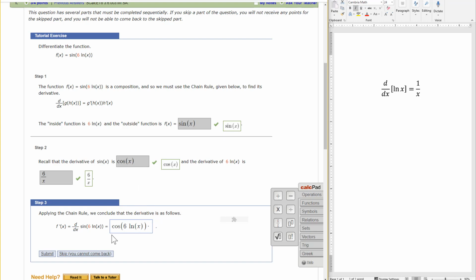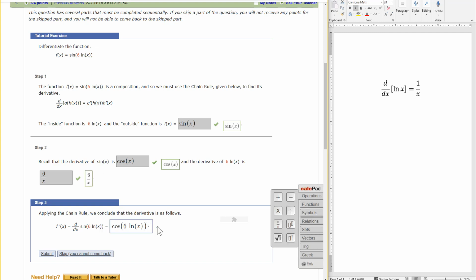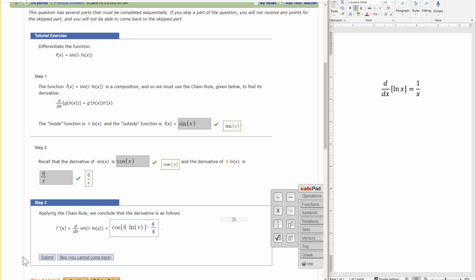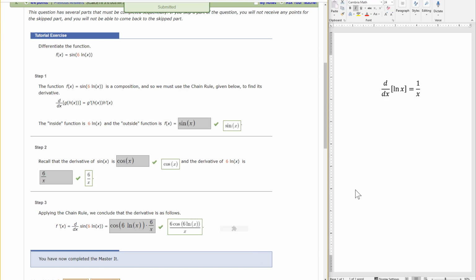And the chain rule says that we need to take the derivative of the inside, and the inside function is 6 ln x, and we got that derivative to be 6 over x. So let's just put 6 over x, and we should be good. So that's how you do this problem.